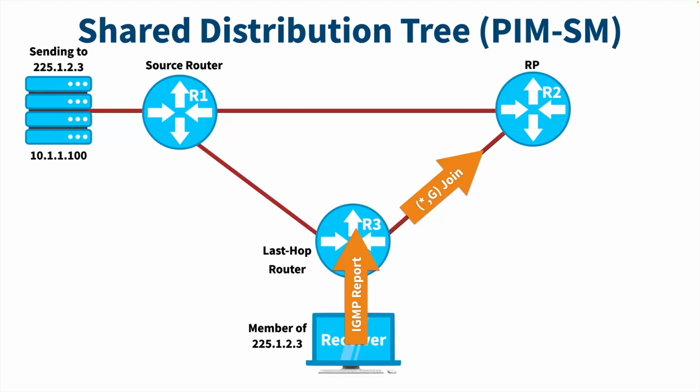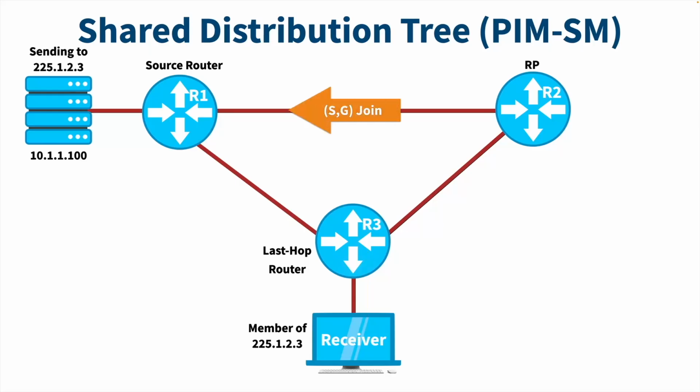When R2 gets that, it takes a look in its multicast state table and it says, oh, I remember, R1 registered with me earlier. R1 said they knew how to get to this group. So R2 is now going to join the distribution tree. It sends an *G join up to R1 because when R1 registered, it told R2, hey, I've got this source of 10.1.1.100, the S, that's sending traffic to the group of 225.1.2.3. That's the G in the *G join message. And now R1 is going to forward that multicast traffic over to R2, which then sends it down to R3, which then sends it out to the receiver.